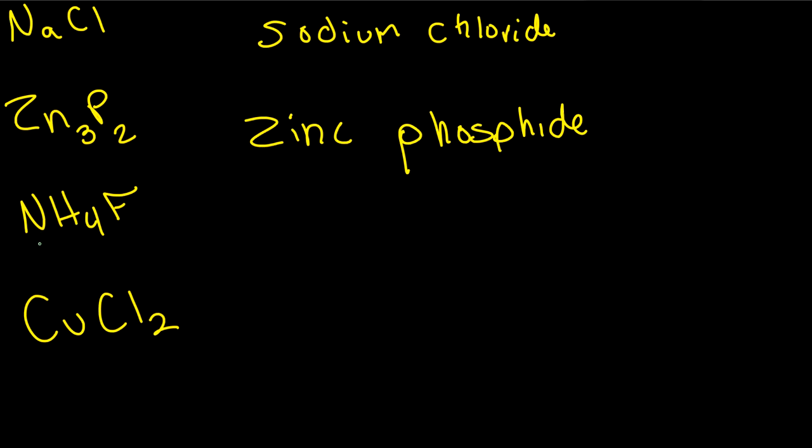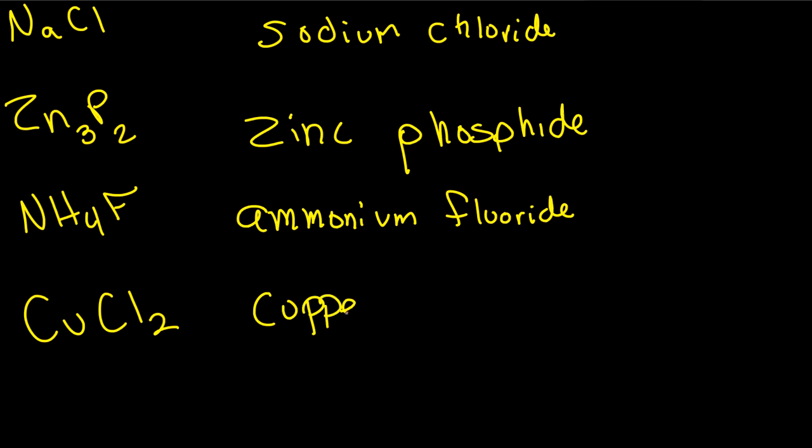Next example, NH4F. NH4 is a common polyatomic ion. NH4 is ammonium, so I just write ammonium. F is fluorine, so I change that to fluoride. So that's ammonium fluoride.